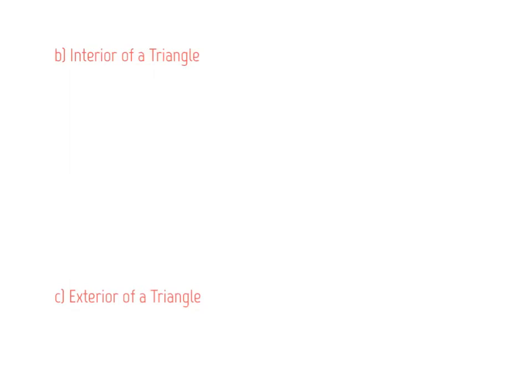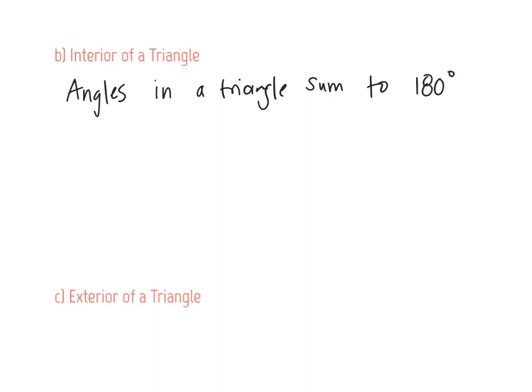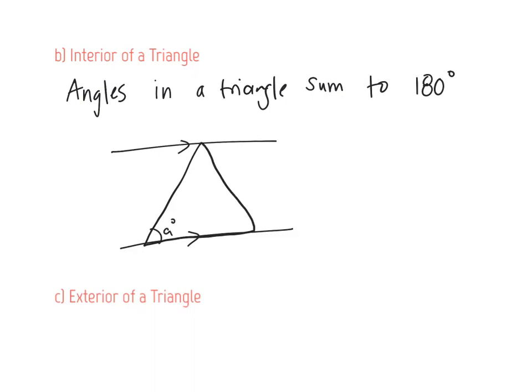Next, we have the interior of a triangle. Now, the interior of a triangle means that all the angles in a triangle add up to 180 degrees. So angles in a triangle sum to 180 degrees. So if I have two parallel lines, and we had a look at this in the previous video, and this is my triangle over here. That's going to be A degrees, this is going to be B degrees, and this is going to be C degrees.